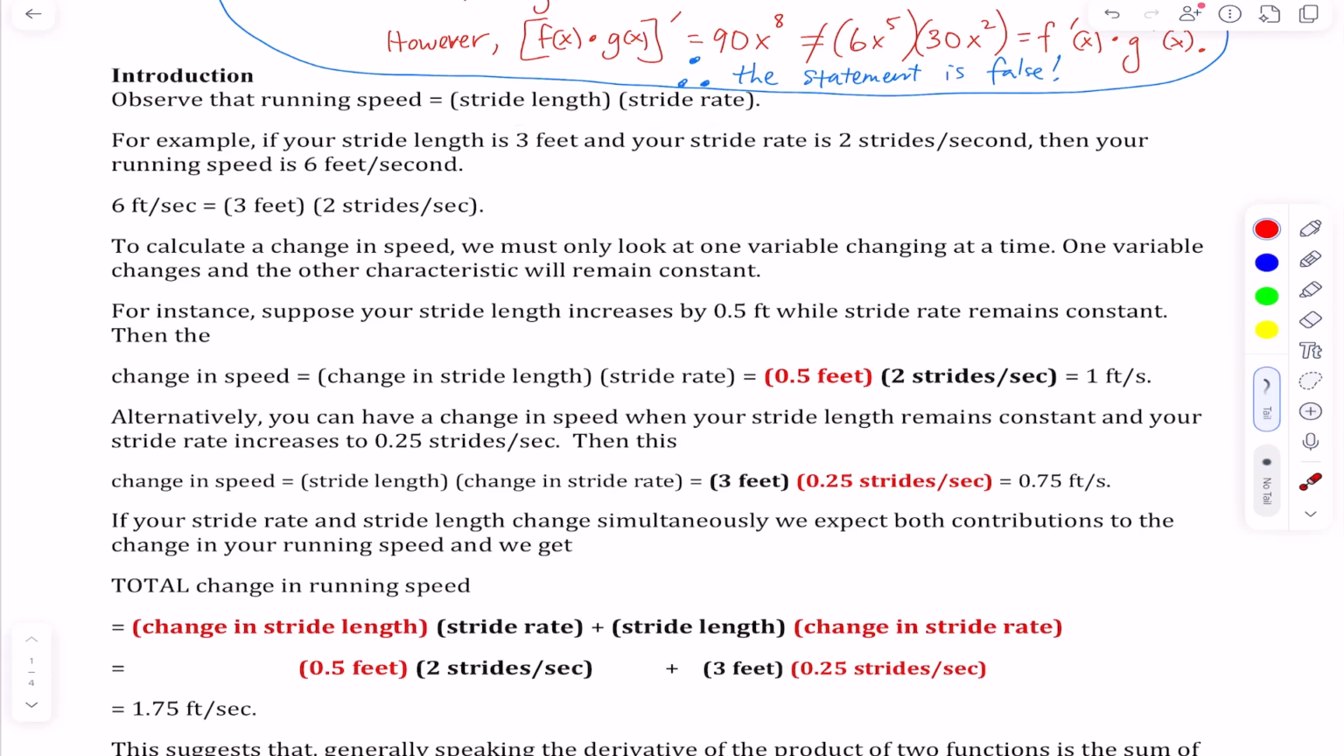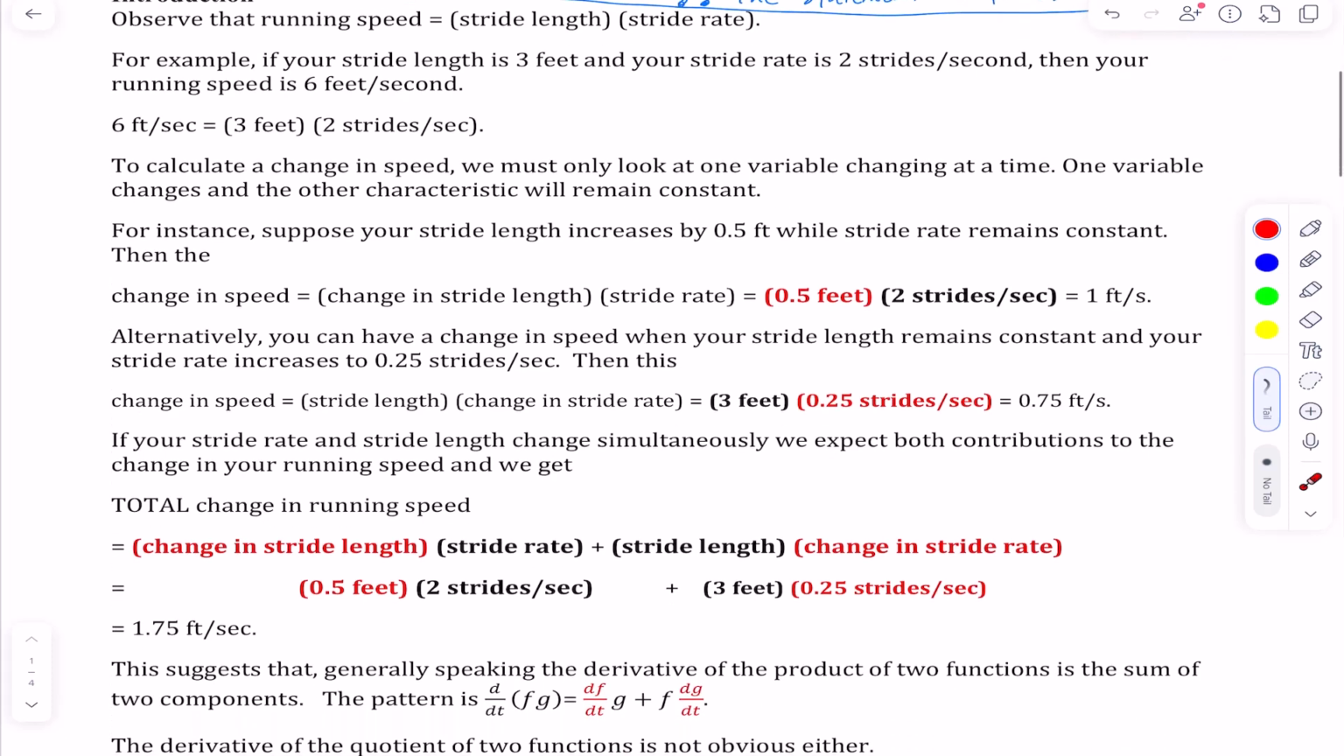But what if there is a change in stride length and there's a change in stride rate? You might think you could look at each change at the same time, but it turns out you don't want to look at each change at the same time. You want to look at each change individually. So the goal here is to realize, okay, if the stride length changes, how will it affect your rate of change with regards to the stride length? So this example will go into great detail of that.